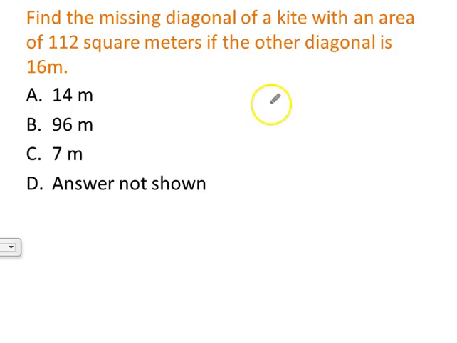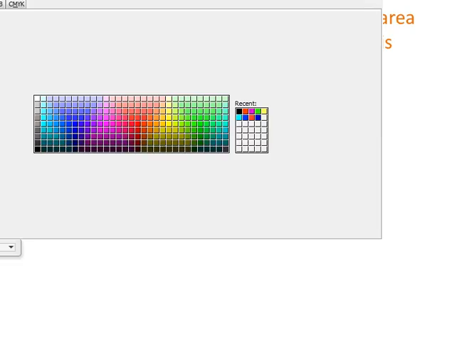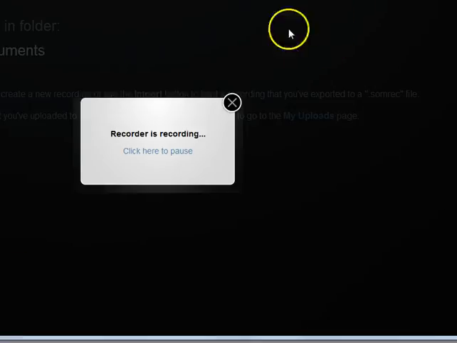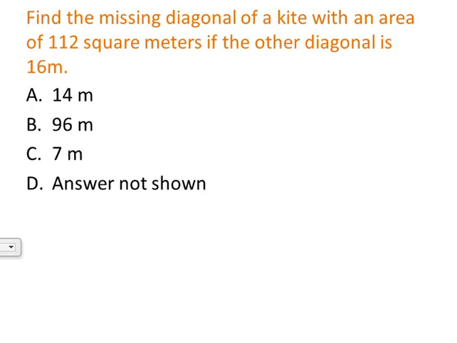All right, so here's a question where we're going to use the area of rhombuses and kites that we just learned. It says find the missing diagonal. So we know we're trying to find one of our D variables of a kite with an area. We're given the area. The area is 112 square meters, if the other diagonal is 16.